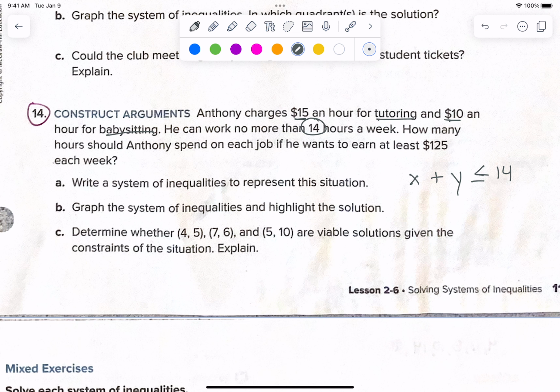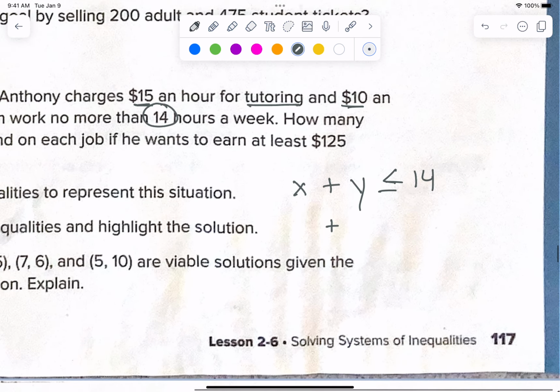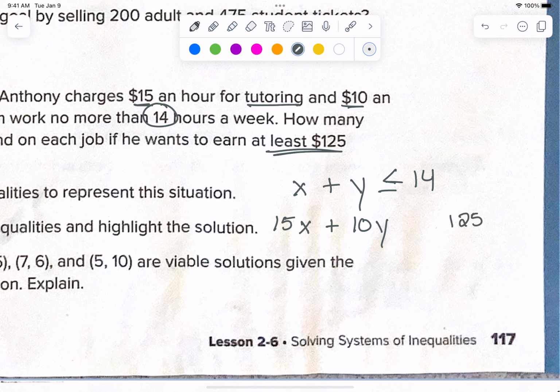Okay, now he charges $15 an hour for tutoring and $10 an hour for babysitting. So if I want to figure out how much money I'm making total, I take 15 times how much? X, right? The number of hours that I do for tutoring, okay? Plus 10 times Y, because that's the number of hours babysitting. So he wants to make greater than or equal to, at least, 125. Greater than or equal to 125. You see how that works?